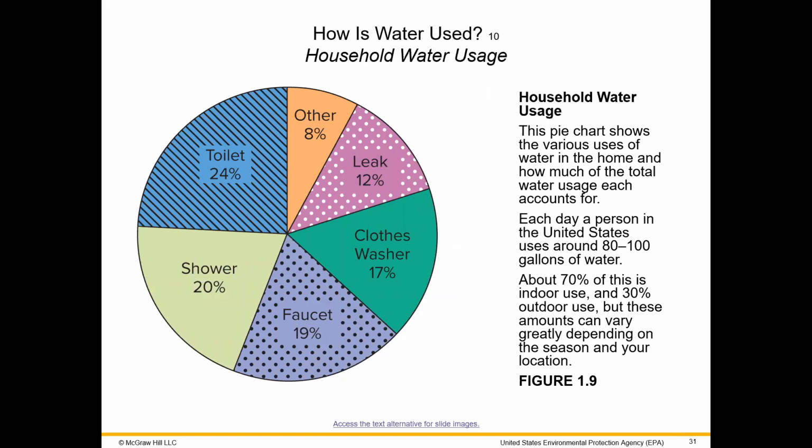Household water usage. This pie chart shows the various uses of water usage in the home and how much of the total water usage each accounts for. Each day, a person in the US uses around 80 to 100 gallons of water. So remember how I mentioned you first thought it was just like, oh, my gallon that I drink for the day, and then I go pee, two or three times a day, or 4 or 5 times a day, and then I take a shower, but it's only a 30-minute shower, so it can't be that many gallons. It is a lot.